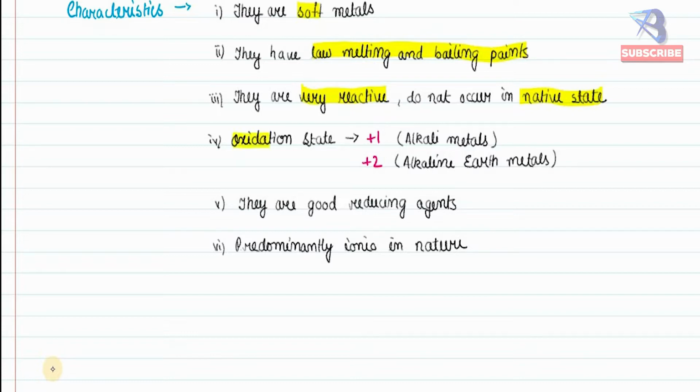The oxidation states are +1 and +2. +1 is for alkali metals, +2 is for alkaline earth metals. They are very good reducing agents. Why? Because if they are kept in their natural form, they will always try to react and achieve these +1 and +2 oxidation states. So they will oxidize themselves, and whatever they are reacting with, they are reducing it. So they are good reducing agents. They are predominantly ionic in nature.